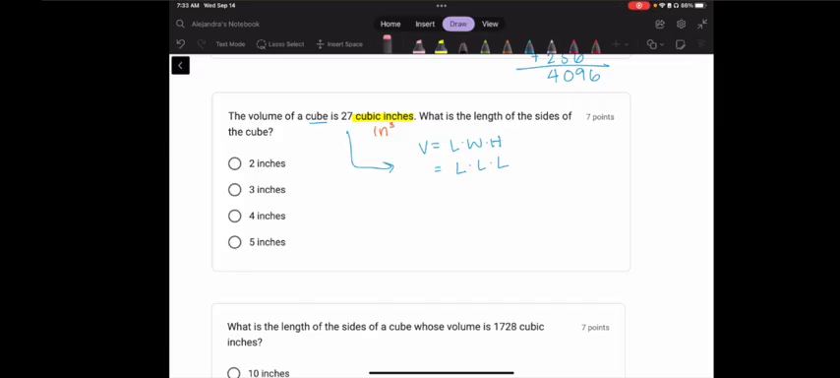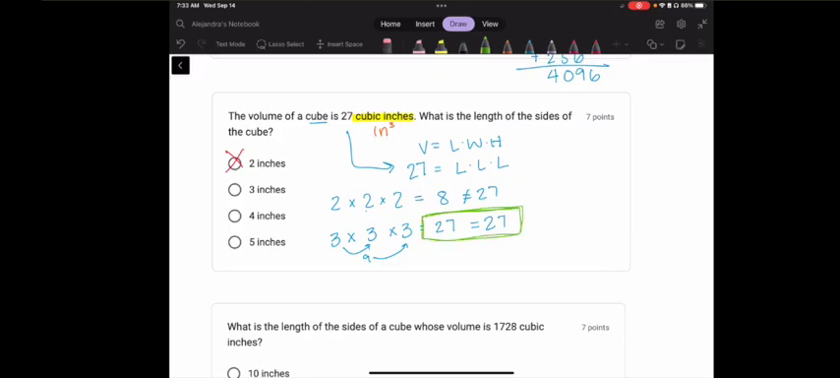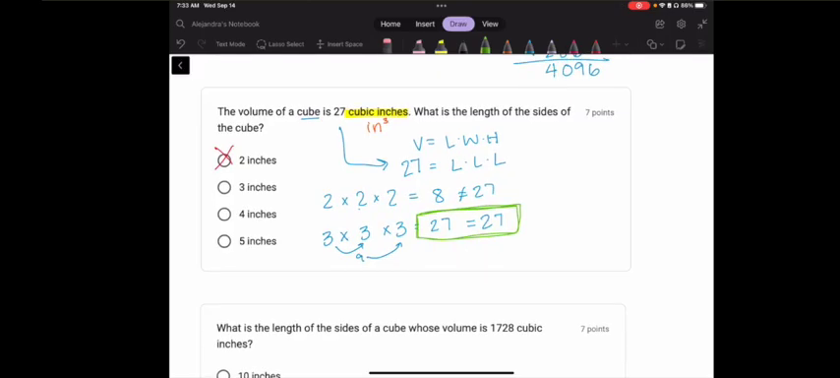Given that the volume is equal to 27, this means you need to find a number that if you multiply by itself 3 times, you're going to get 27. So let's take a look at 2. If I multiply 2 times 2 times 2, that's going to be 4 times 2 is going to be 8, not equal to 27. So it will not be 2. Let's look at 3. 3 times 3 times 3. 3 times 3 is 9, and 9 times 3 is 27. So there you go. Now you know that if the side measurement would be 3, then the volume would be 27, because when you multiply 3 times itself 3 times, you get 27.